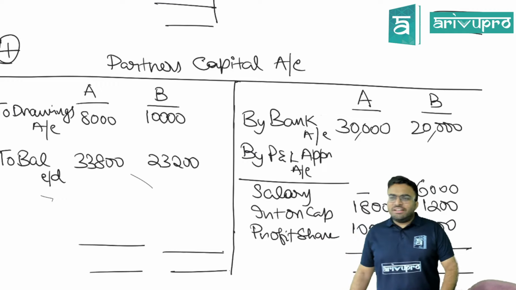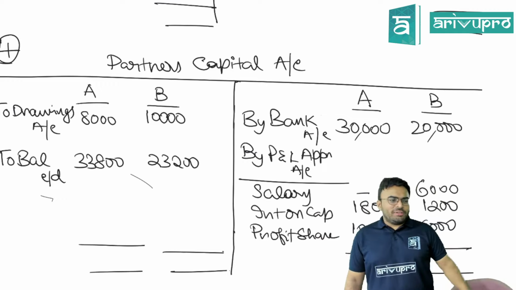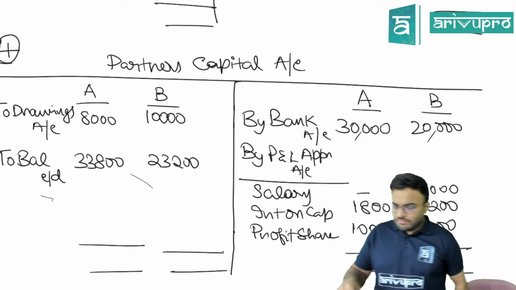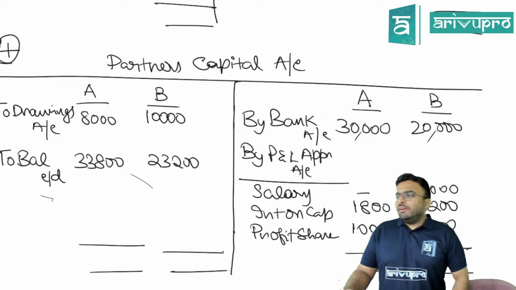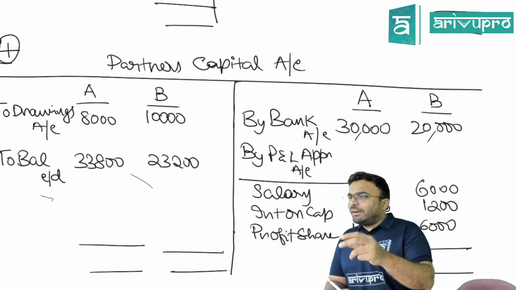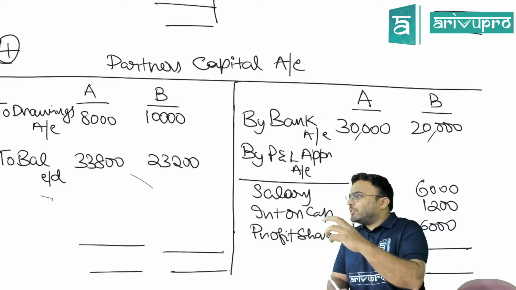Yeah. That's why they brought 44,880. I hope it's clear, guys. Now, listen, actually journal entries being asked in the exam is 2-3%.